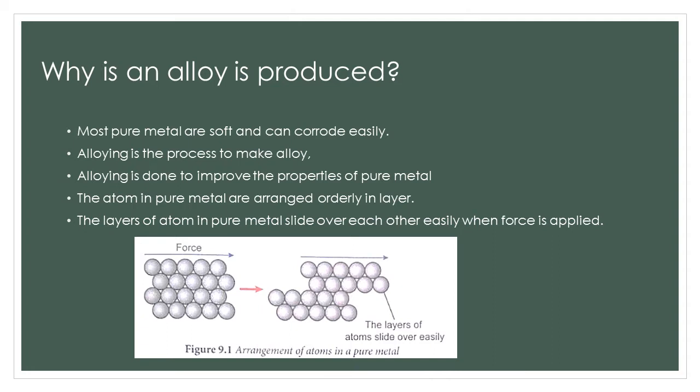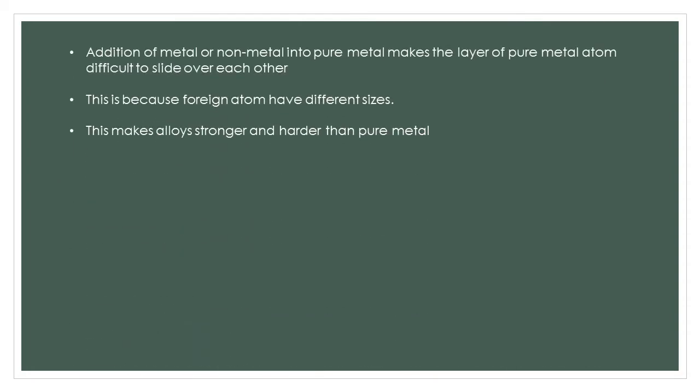To overcome this problem, we produce alloys. By adding metal or non-metal into pure metal, the layers of pure metal atoms become difficult to slide over each other. It is because foreign atoms have different sizes. This makes the alloy stronger and harder than pure metal.